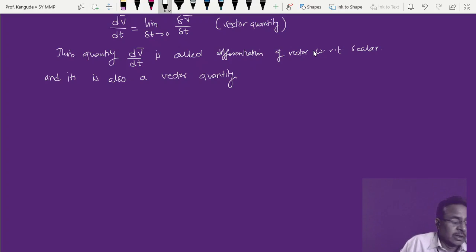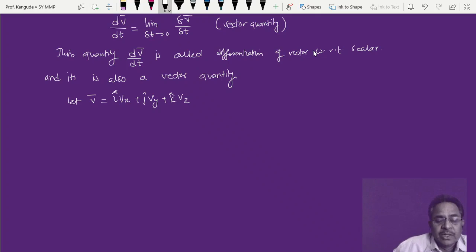Before that, let V bar be equal to i Vx plus j Vy plus k Vz. This is my V bar in Cartesian coordinates. Here Vx, Vy and Vz are components of V bar along the x, y and z directions, and i, j, k are the unit vectors which are fixed, having unit magnitude and direction along the x direction, y direction and z direction respectively. These are called unit vectors.